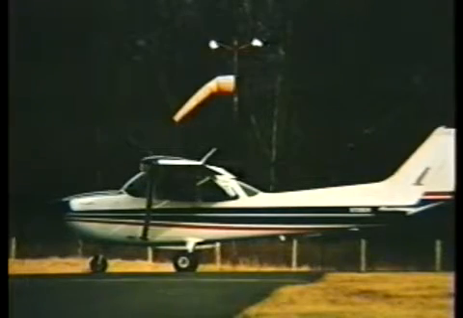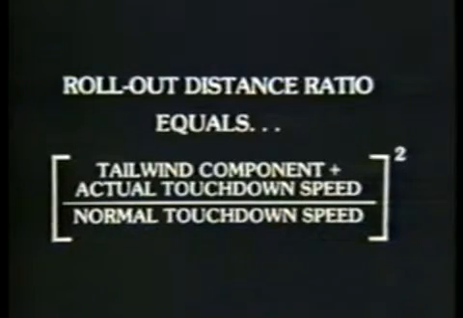On the other hand, a tailwind can have a significant impact on your landing rollout distance in an adverse way. Again, you should consult your POH. However, landing with a tailwind has the same effect as carrying excess airspeed on final. It compounds your landing rollout distance by the square of the ratio of your tailwind component plus your actual touchdown speed over your normal touchdown speed. That is, of course, if all other factors are equal.